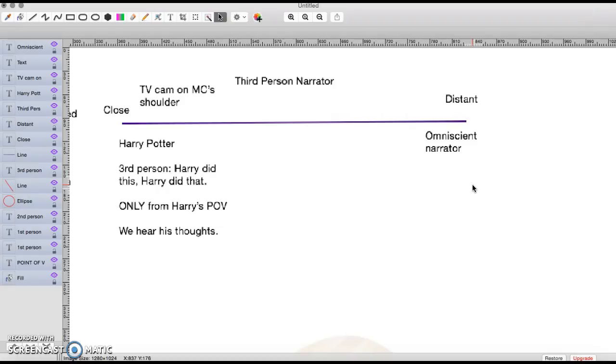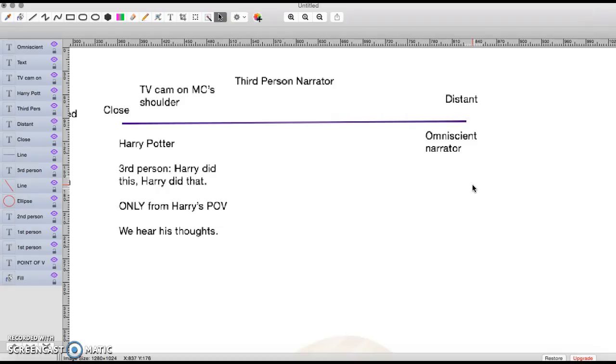Now, omniscient, although it sounds like it might be easier because you don't have to worry about sticking with one particular character, is actually really, really hard to do well, because if you're not careful, it can become really confusing about whose headspace you're in at a given time. So as a general rule, and most popular commercial fiction follows this rule, we encourage people to stay away from omniscient narration.